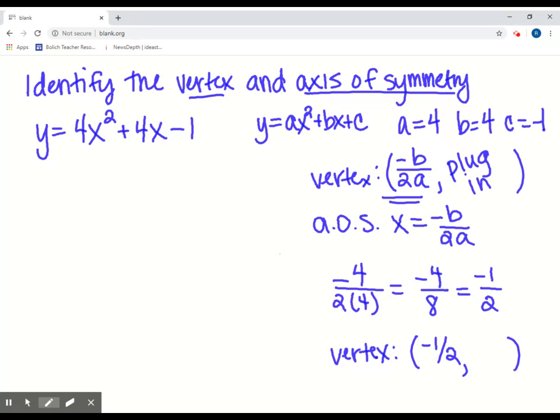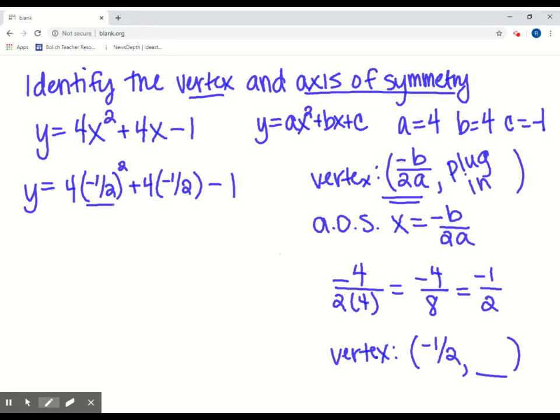Awesome. Now, again, to find the y-coordinate, this coordinate right here, we need to plug in our x value of negative 1/2 back into our equation. So let's do that. So we have y equals 4, but again, instead of x, I'm putting in negative 1/2. So negative 1/2 squared plus 4 times negative 1/2 minus 1. And then we follow order of operations to solve for y.